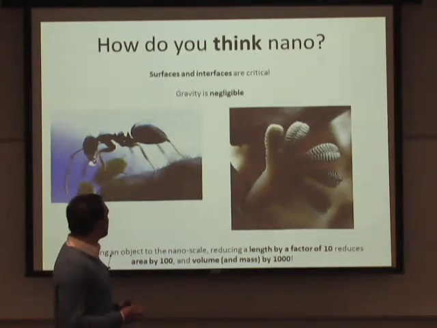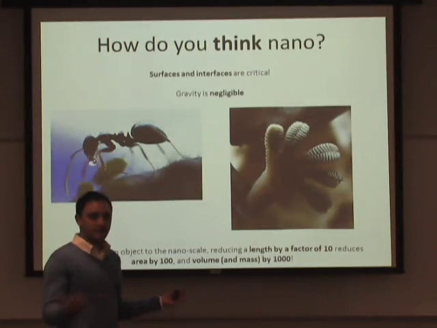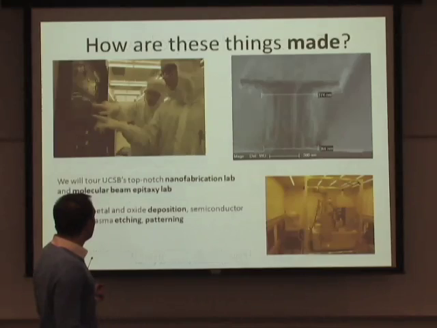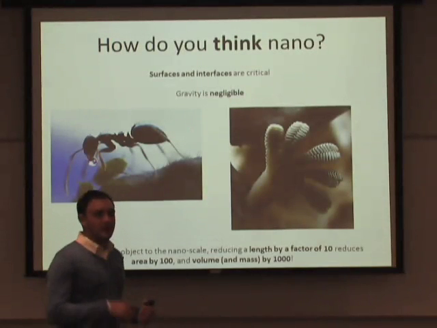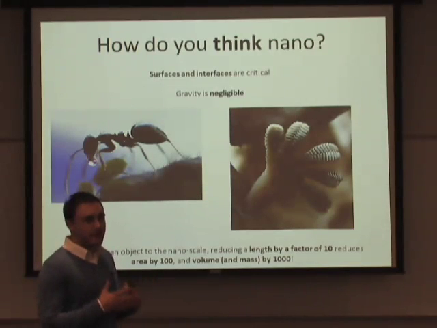Because it's so small, there's a lot of different rules than we see in our everyday life. For example, surfaces and interfaces between materials become much more important than the things that happen inside the material.